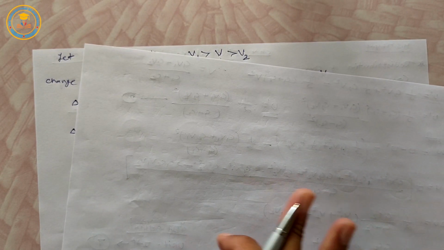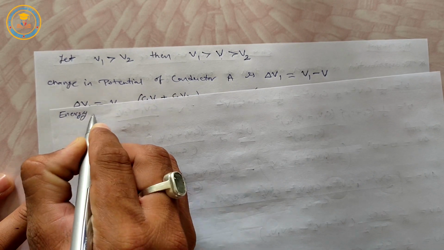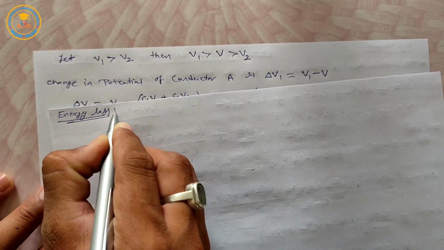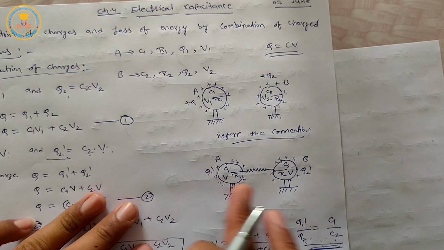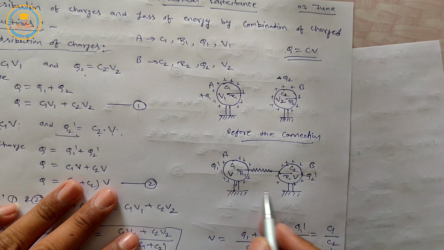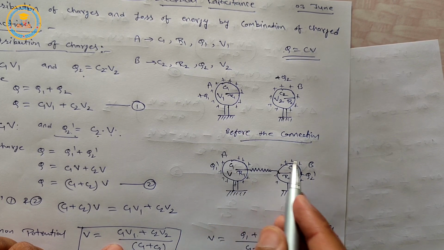Okay students, now our next topic, energy loss. Okay, let's see. These are the two insulated conductors, A and B.